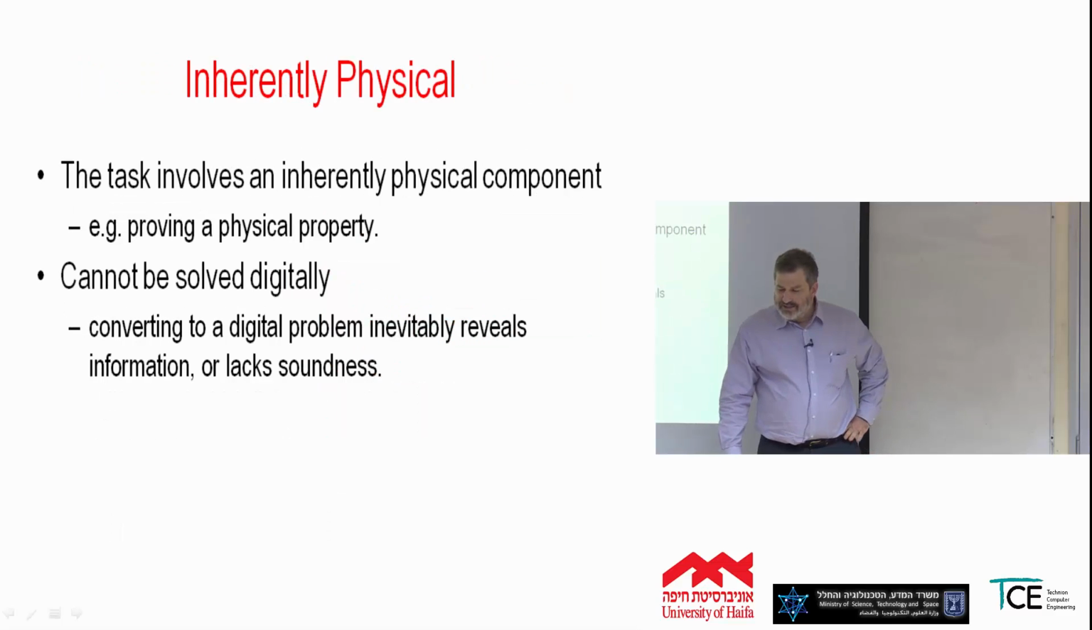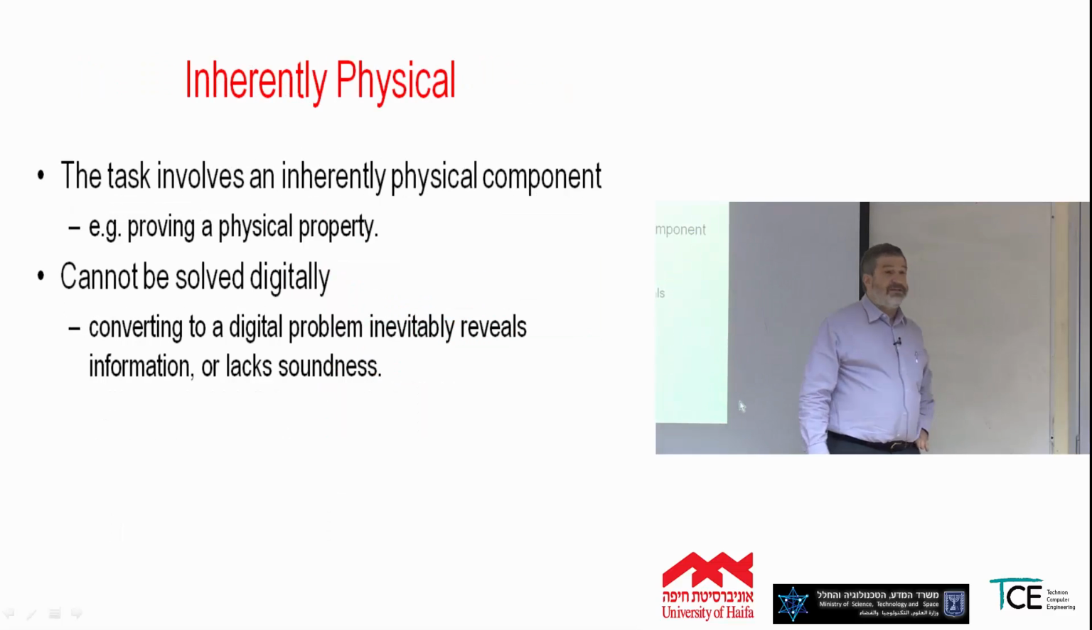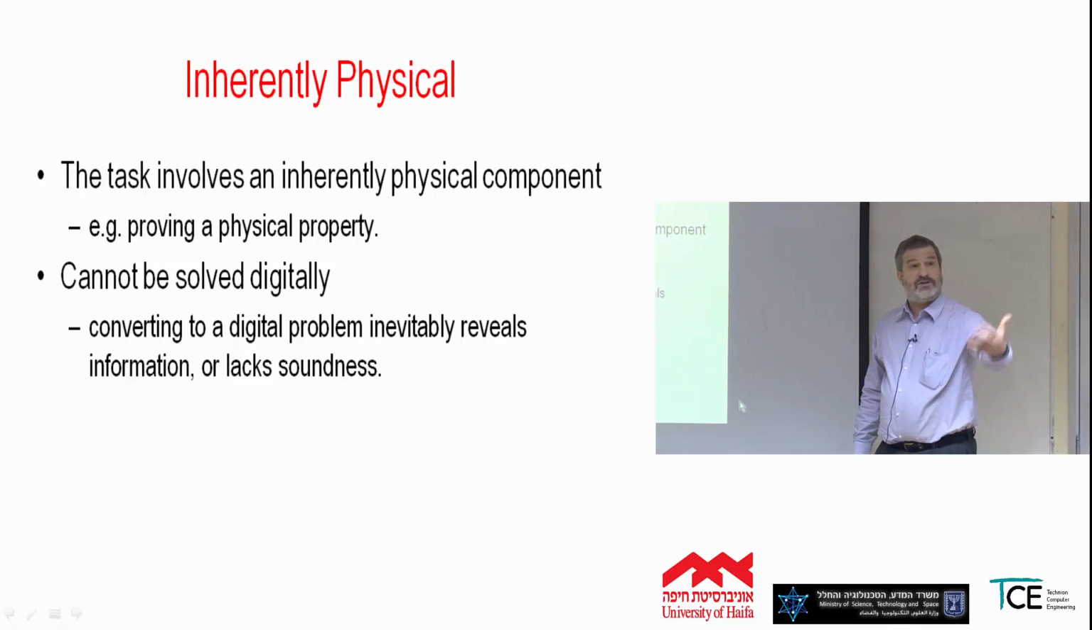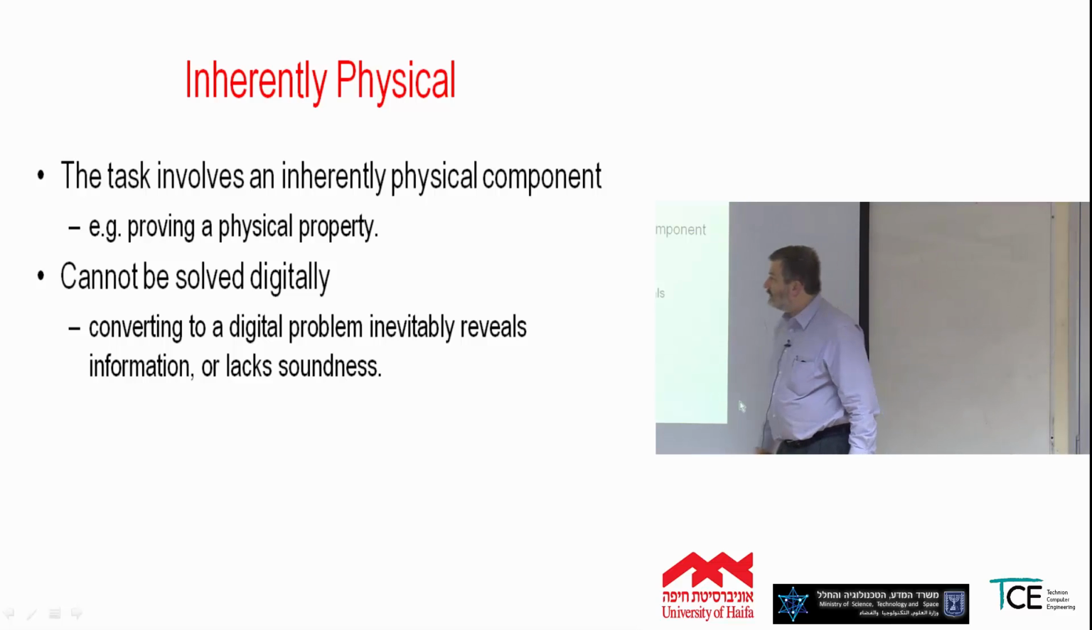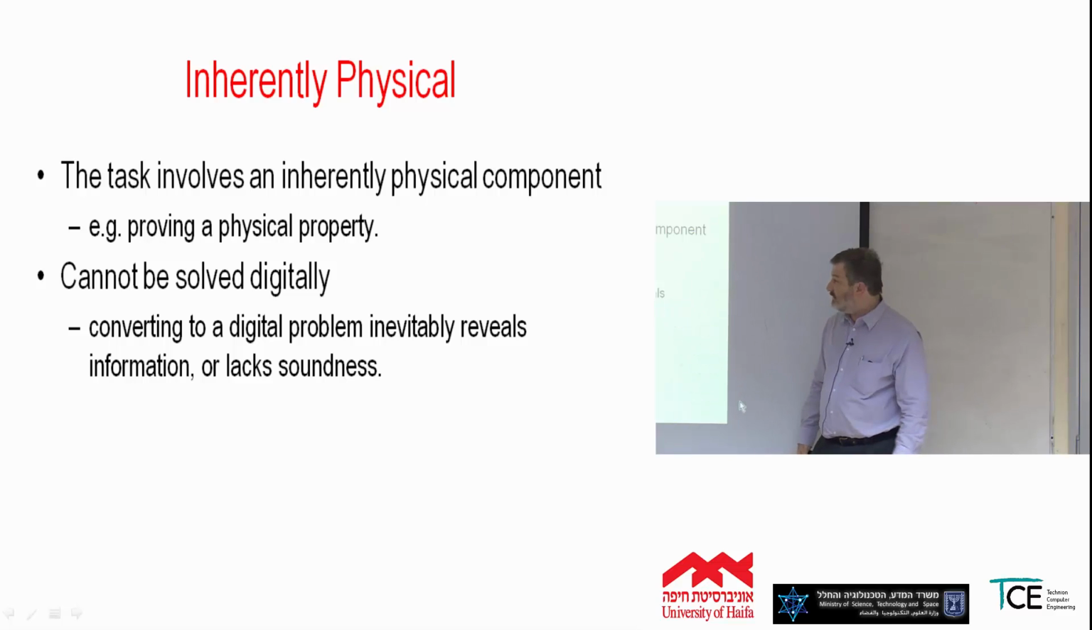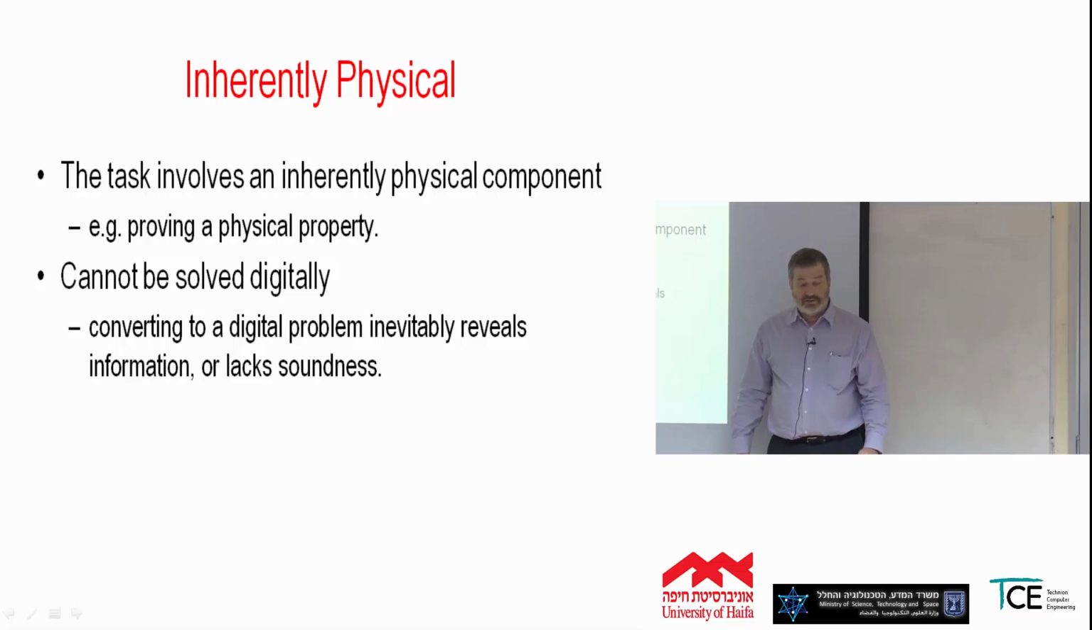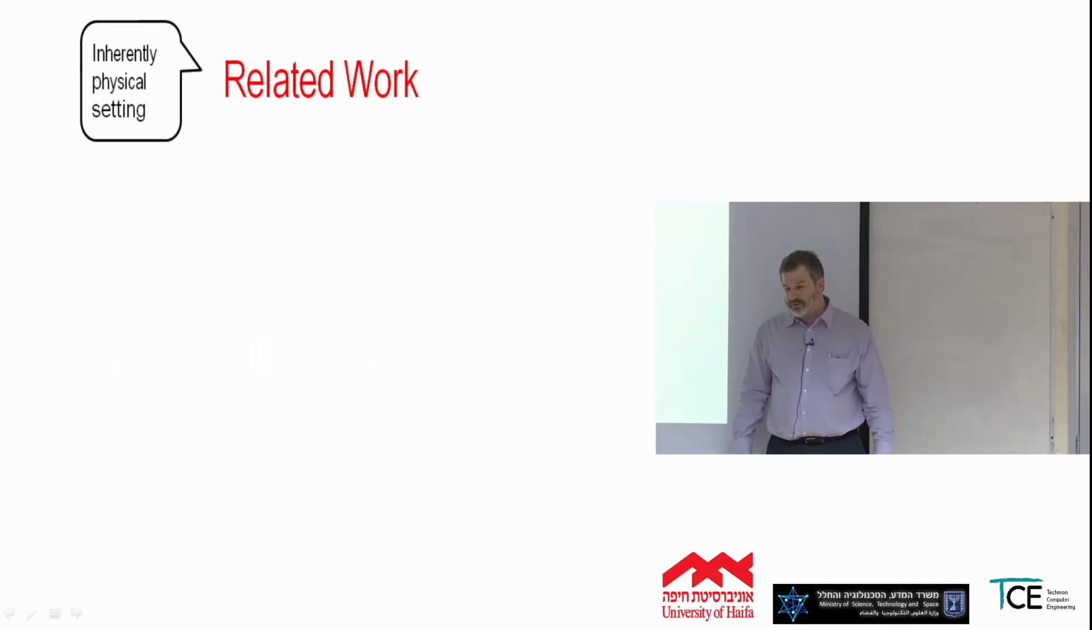Okay, so as I said, the problem is inherently physical. It's not that there is a digital analog. We want to prove that an object has a physical property. So it can't be just a completely digital solution. Converting the problem into the digital domain inherently reveals information, or loses soundness. So we have to do something.